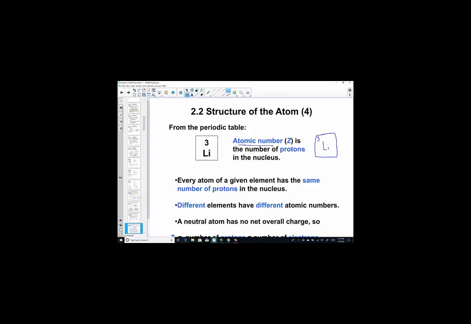Every element has a unique atomic number. It's unique because it is indicating the number of protons inside the nucleus. So just by seeing the number 3 in the box for lithium on the periodic table, we now know by the very definition of atomic number that it contains 3 protons in its nucleus. And every atom of a given element has the same number of protons. It gives the atom its identity.